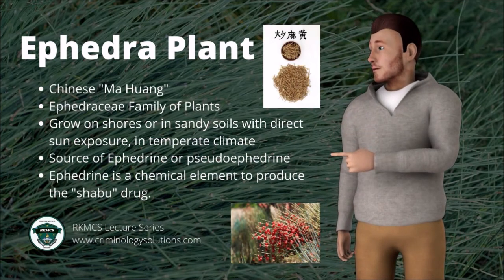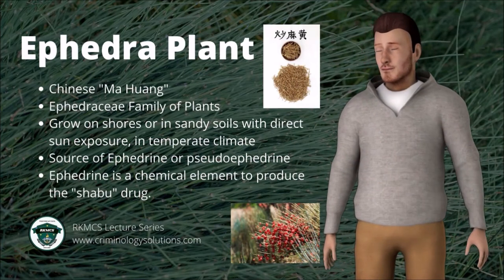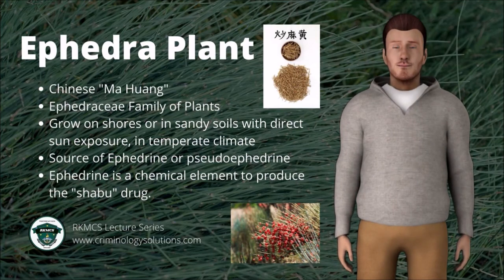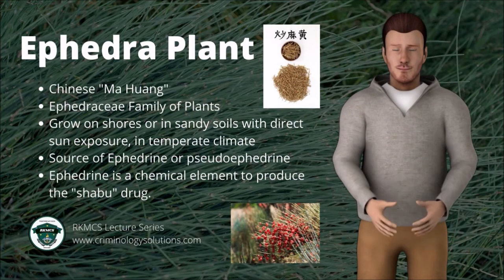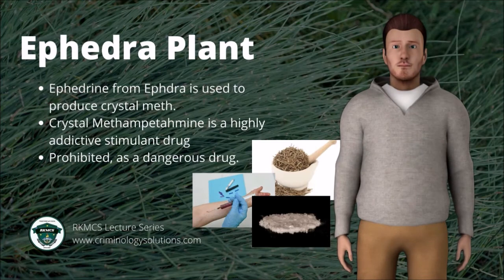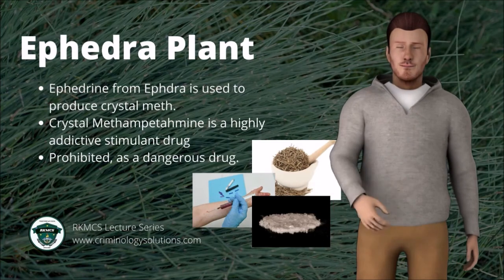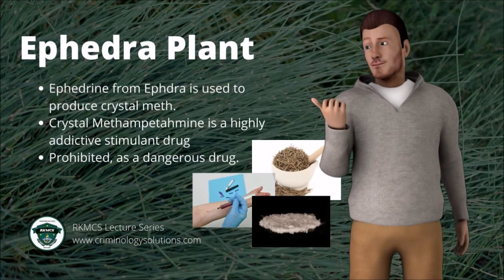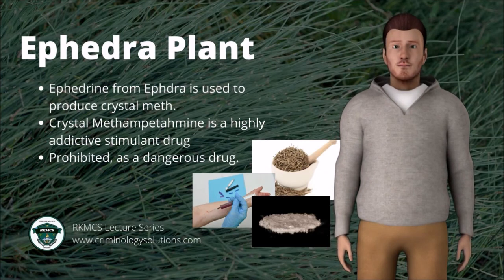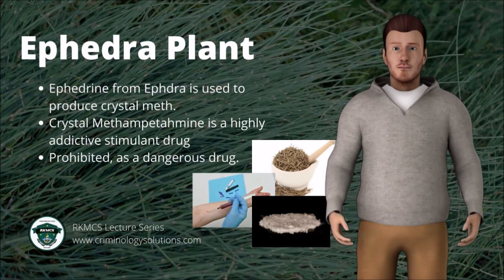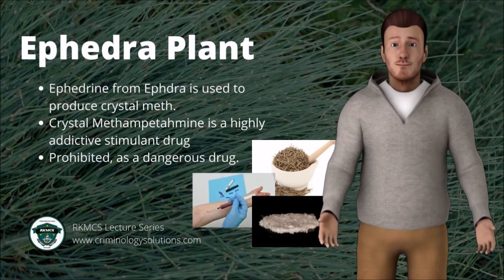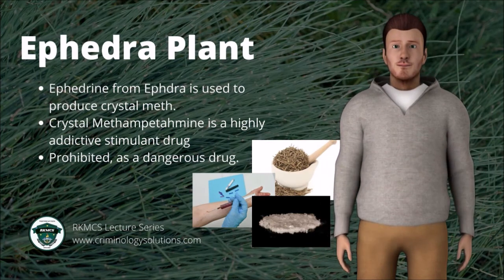The methamphetamine hydrochloride, commonly known as shabu, is a product derived from this plant through chemical processes. From the ephedra plant, through ephedrine preparations, crystal methamphetamine can be produced. Methamphetamine, sometimes called crystal meth, is a glass-like substance that is smoked in a pipe or can be injected through the veins of the blood vessels.